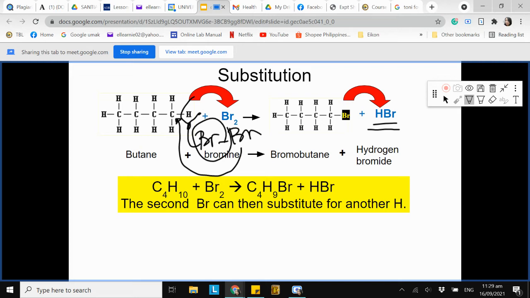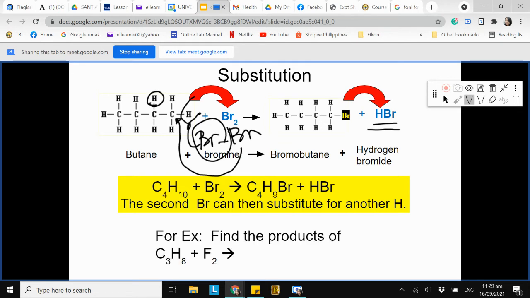Then, if in case ayaw naman mag-form, pwede pa rin pumasok si bromine. This time, dito naman siya sa second carbon. Okay? Pwede pa siya dyan mag-bond. Now, here, you have propane and fluorine. Same concept still applies. So, you'll be having one hydrogen from propane that will be liberated, and fluorine will be added to that one. Kaya ang product nyo is HF and a fluoropropane.